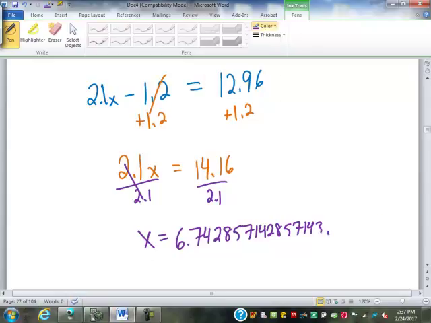And yes, you are absolutely correct. We have one decimal place in our problem that was given. So we have to round our answer to 2 decimal places. So 6.74 is exactly where we want that rounded off. Good job. Any questions?